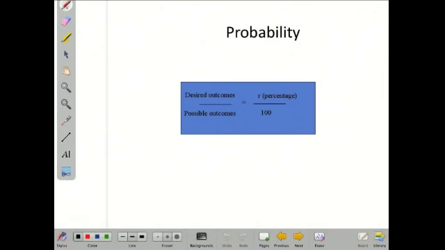There's an equation that we can use: desired outcomes over possible outcomes. Another way to think of that is what we want over the total number of possible outcomes, and it's equal to our percentage rate over 100. And again, we cross multiply and divide in order to solve.